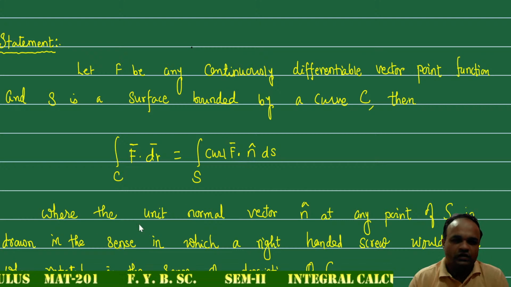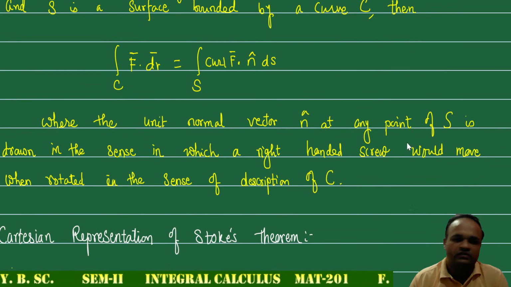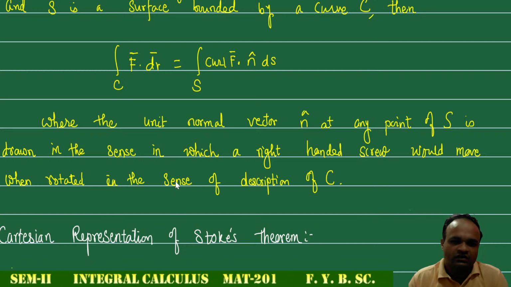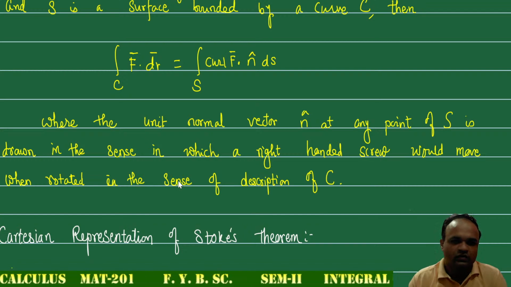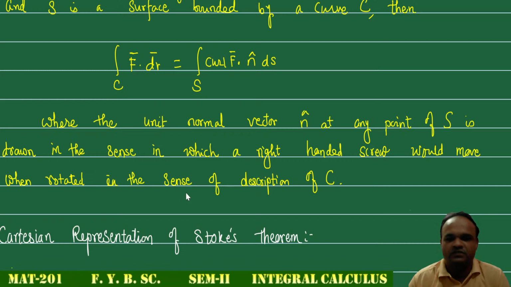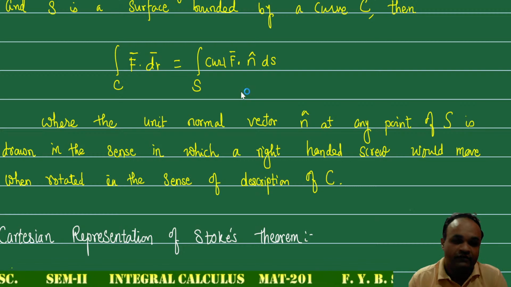So here the unit normal vector n cap at any point of surface S is drawn in the sense in which a right-handed screw would move when rotated in the sense of description of C. So this is the direction of this unit normal vector n cap.